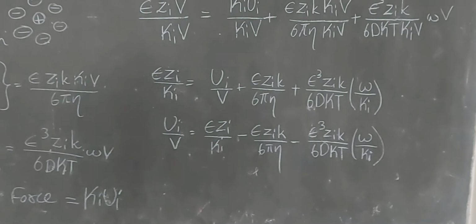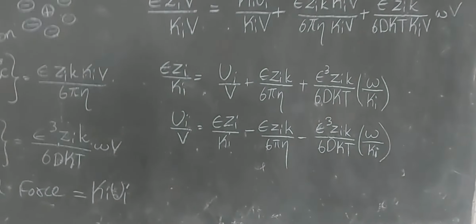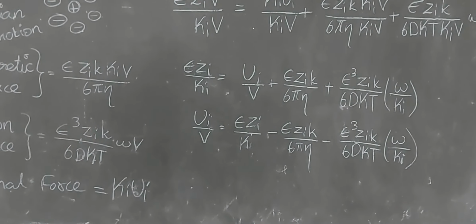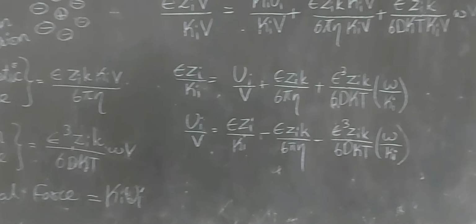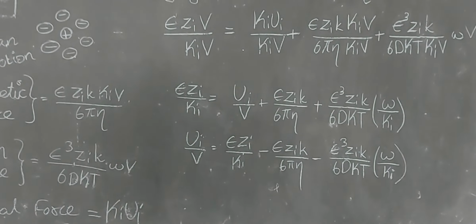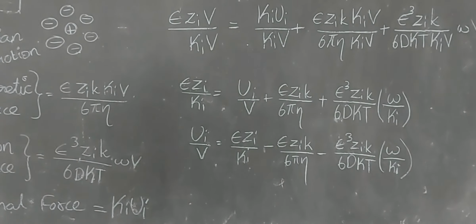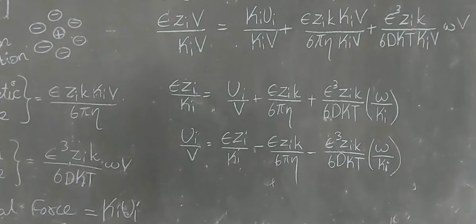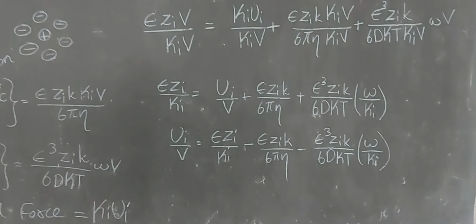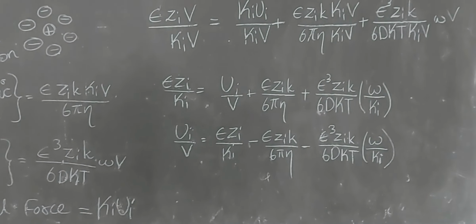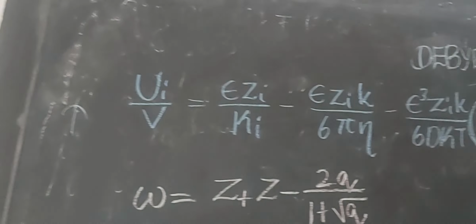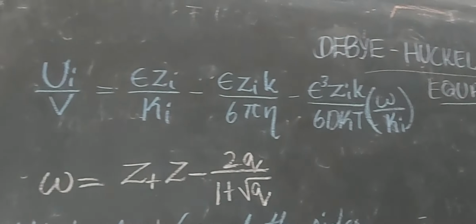Here we want ui divided by v. We keep ui on one side and transfer the other terms to the other side, so those terms get a minus sign. So the equation is ui divided by v equal to epsilon Zi divided by kappa i minus epsilon Zi k divided by 6 pi eta minus epsilon cube Zi k divided by 6 dkT into omega divided by kappa i. At last we got this equation.